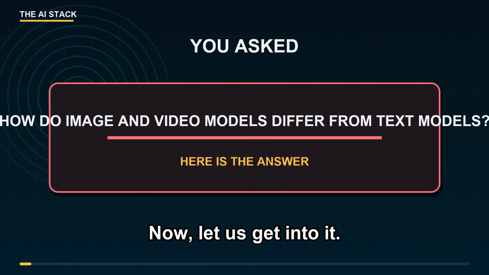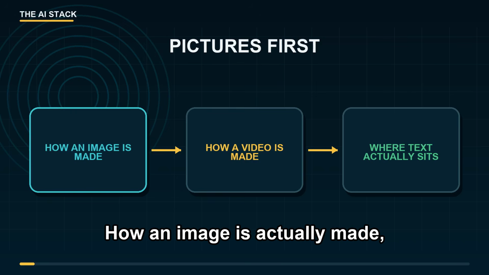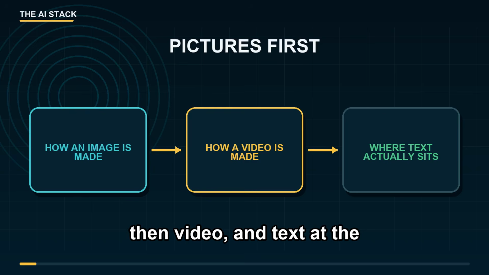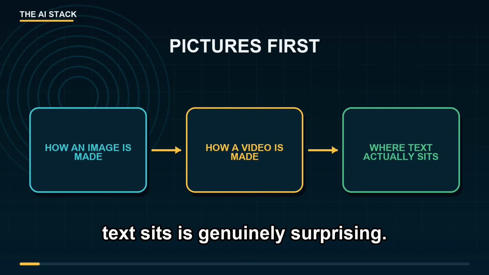Now, let us get into it. We will do it in that order, but the other way around. How an image is actually made, then video and text at the end, because once you have seen the picture machine properly, where text sits is genuinely surprising.